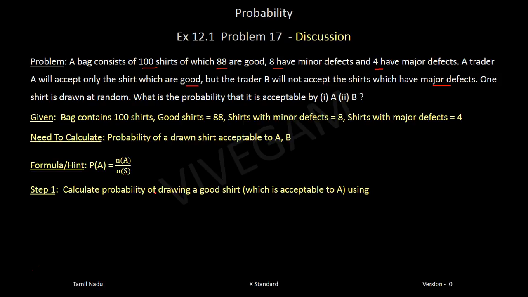Calculate the probability of drawing a good shirt which is acceptable to A, using probability of drawing a good shirt equal to number of good shirts divided by total number of shirts. A accepts only good shirts. So, since he accepts only good shirts, we have to find the probability of drawing a good shirt, and that is the probability of a drawn shirt being accepted by A. And the probability of a good shirt is number of good shirts divided by total number of shirts, which is 88 divided by 100. Next.